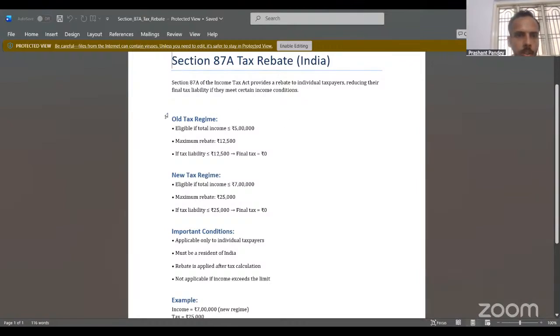So you have to be quite careful while taking this up in the exam, because two tax regimes are running parallelly. Under the old regime, the limit is 5 lakh, whereas under the new regime, the limit is 7 lakh. Under the old regime, the maximum rebate is 12,500, whereas under the new regime, the maximum rebate is 25,000.